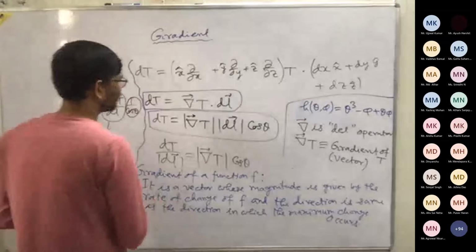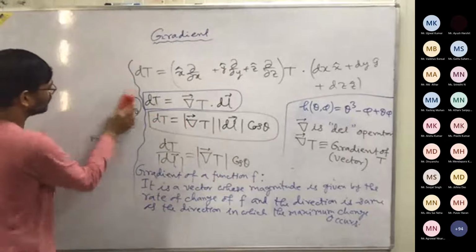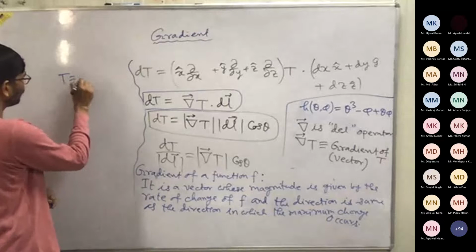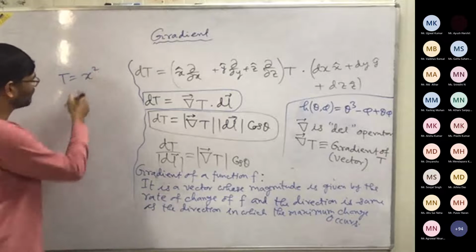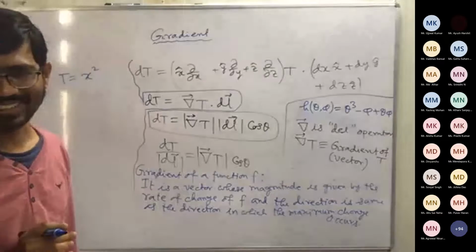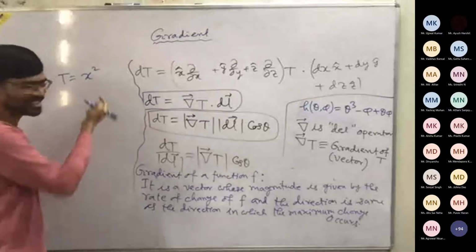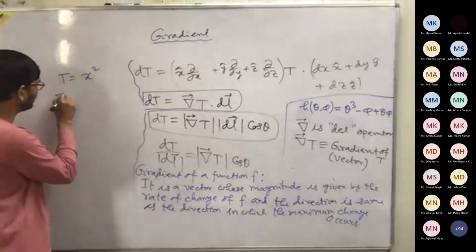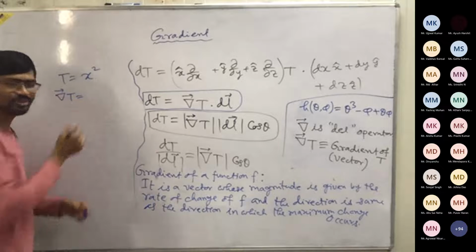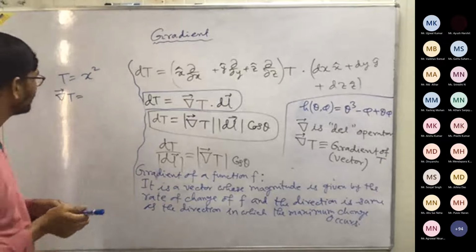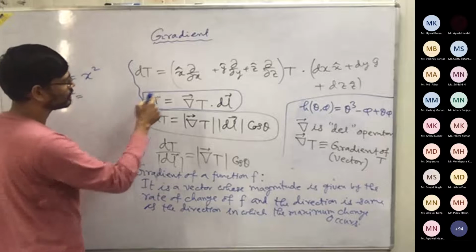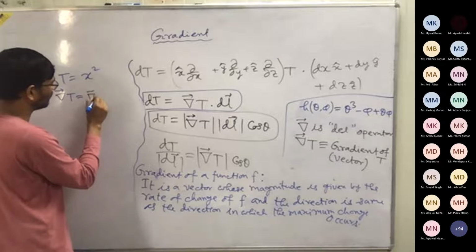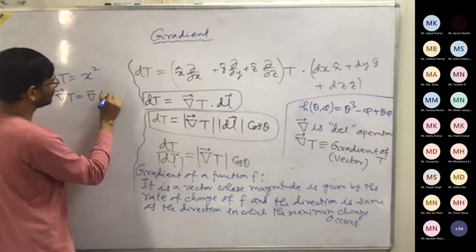Now I'll take at least one or two examples. So let's take a function T equal to, let's say, x squared. It's a valid function. I'll just take a one-dimensional case. I will take the gradient of T. How much will be the gradient of T? 2x. Yeah, 2x.